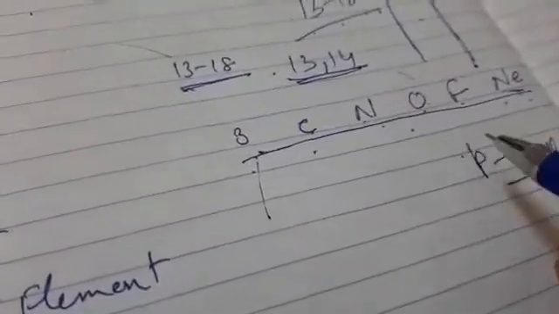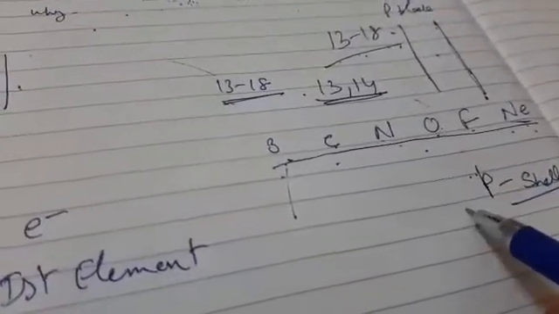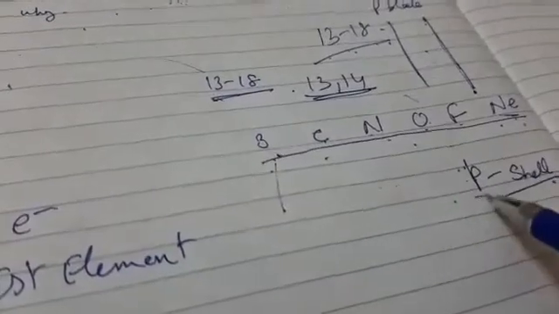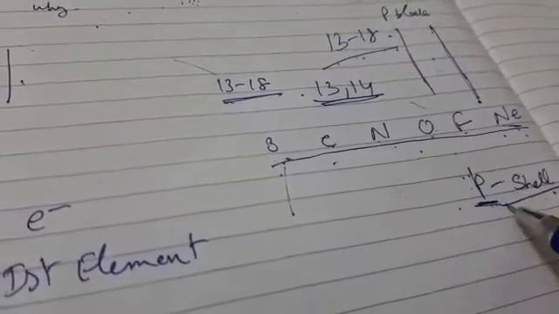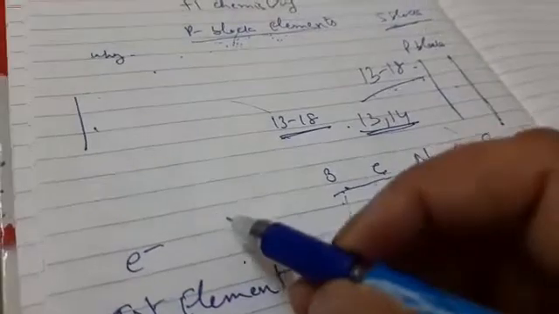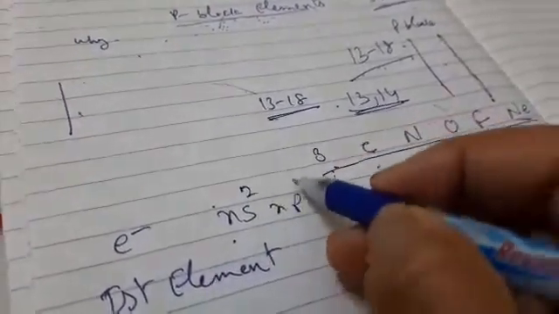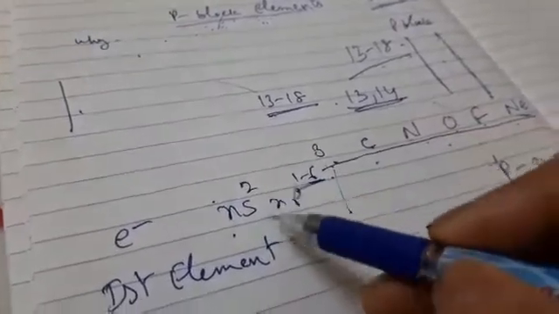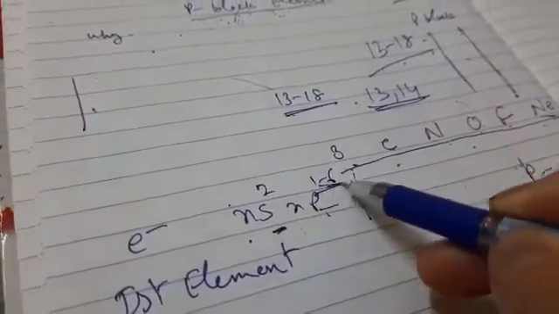Those elements in which, when we are writing their electronic configuration according to their atomic numbers, the last electron enters in the P shell. That's why the name is given that these are the P block elements. Now next is the general electronic configuration of these elements. When we are talking about their general electronic configuration, it is ns2 np1 to 6. ns2 means the S shell is completely filled and in the P, 1 to 6 electrons can be present.